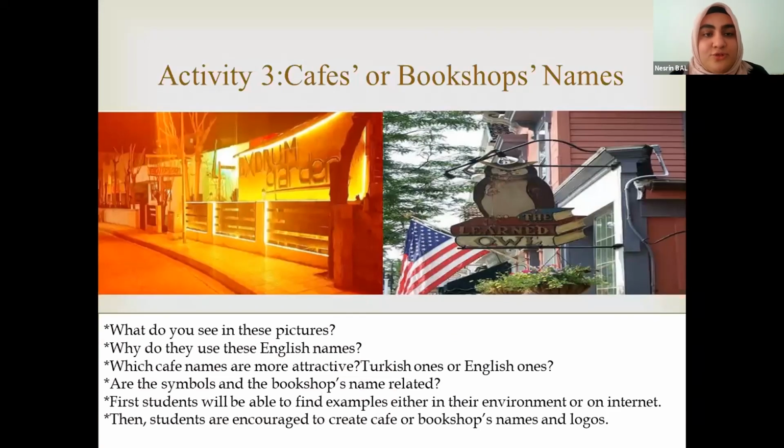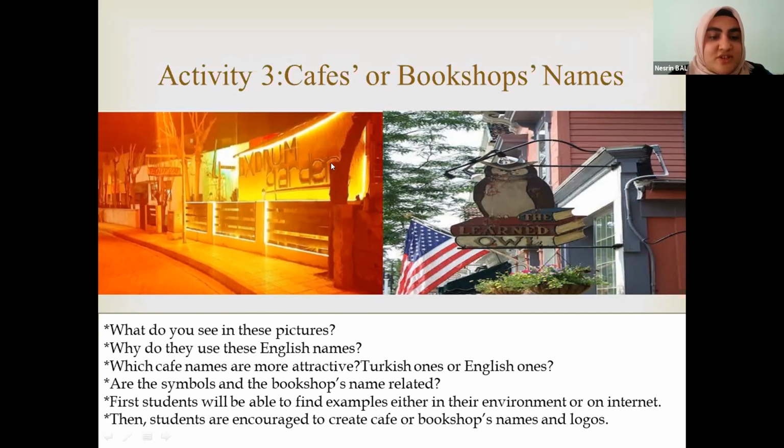And our third activity is cafe or bookshop names. As we all know, we use English cafe and bookshop names in our society. These names are also an example of linguistic landscape. First, I show these pictures to students and ask these questions. By the way, this picture is taken from Siirt. This is a cafe name in Siirt.